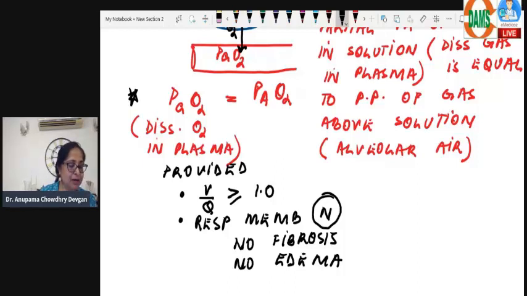Basundhara Chakrabarti, the partial pressure is higher at first, then eventually it will become the same, no? Eventually it will become the same. Right?